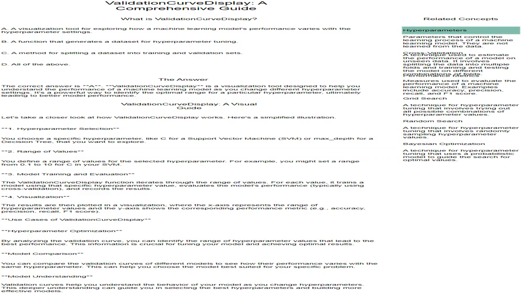Let's say you are using a logistic regression model with regularization strength as a hyperparameter. You want to find the optimal regularization strength C to prevent overfitting. Using validation curve display, you plot the model's performance, e.g., accuracy, for different values of C. The plot might show that the model achieves the highest accuracy at C=0.5, suggesting that this value balances model complexity and generalization.